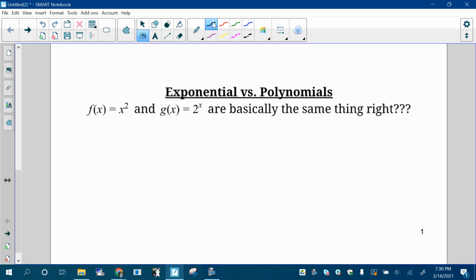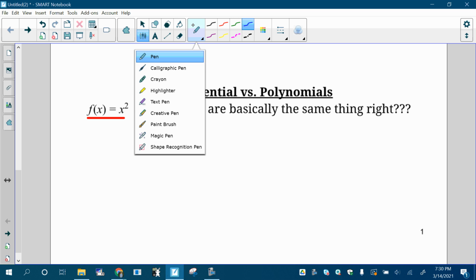So first, we've talked about equations that look like this: f of x equals x squared, okay? What we're going to talk about now is stuff that looks like this: g of x equals 2 to the x power. Now these look very similar. They both have an x, they both have a 2, and they both have exponents.